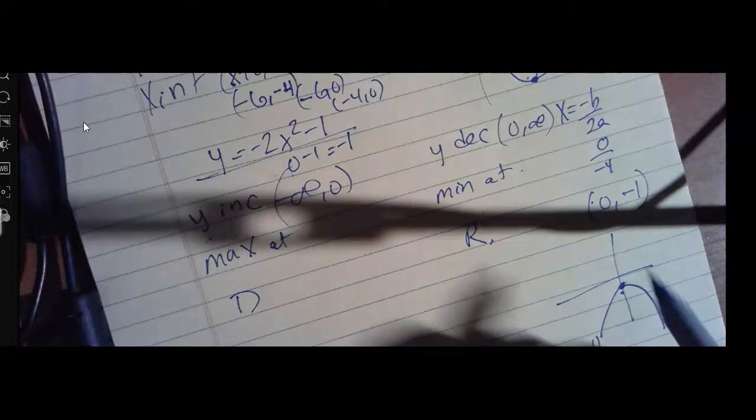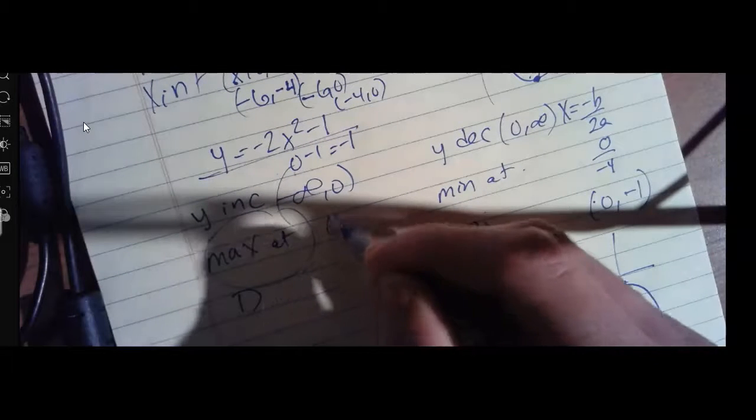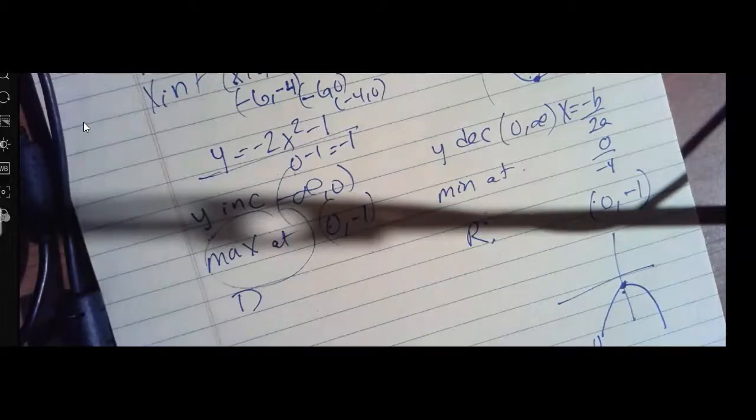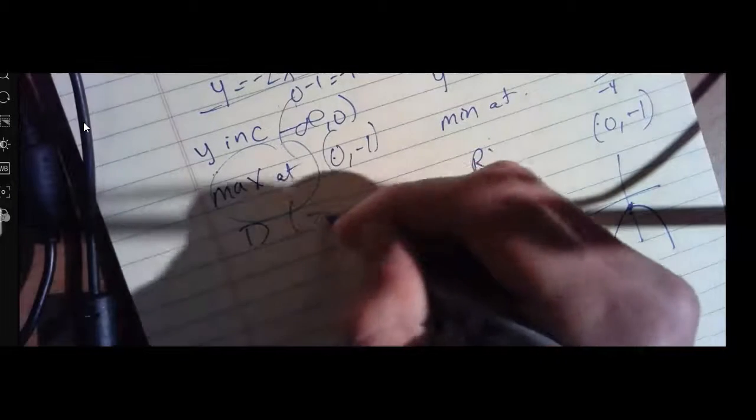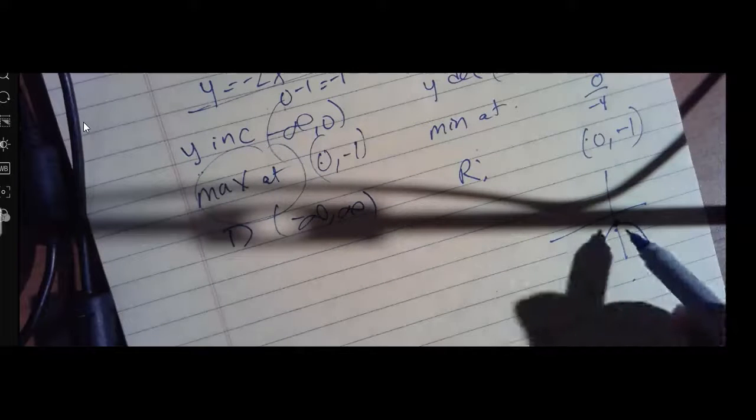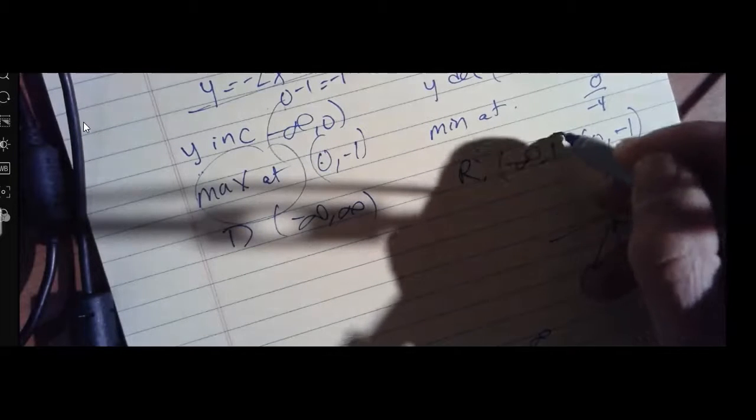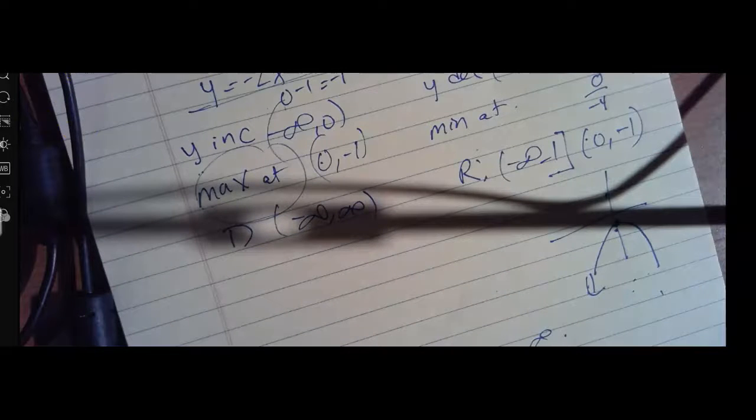And does it have a min or a max? Well, it's going to have a max because it's right here. And the max is at (0, negative 1). The domain is anything, negative infinity to infinity, because x could go anywhere. And the range goes from negative infinity up until including negative 1. That's how you do those.